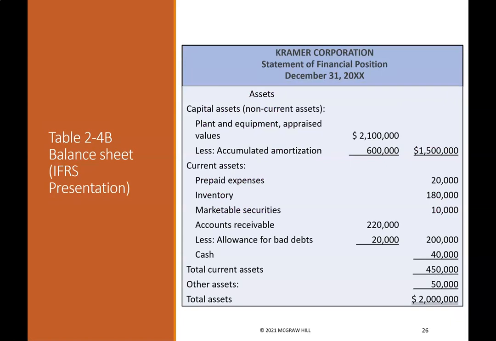Table 2-4B, balance sheet, IFRS presentation. So under IFRS, some companies may choose to report their assets in reverse liquidity order. So the only difference is we would start with our long-term assets first, and then we would work down to our most liquid assets, which are current assets. And then we'd add everything up and have the same total assets.